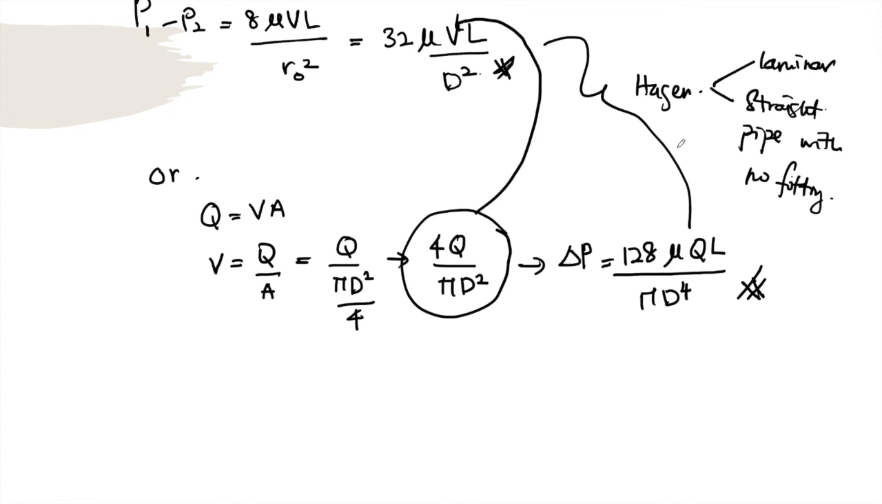If you have fittings, and the major losses come from the straight pipes, you will use Bernoulli's equation. Bernoulli's equation is applicable for laminar and turbulent flow. The Hagen-Poiseuille equation is only for laminar flow in straight, circular pipes.